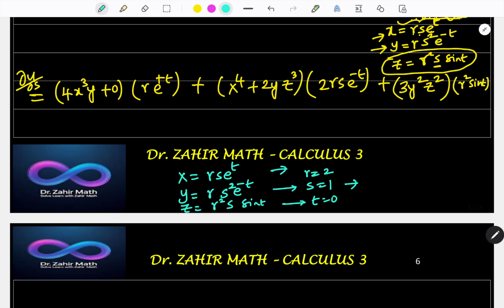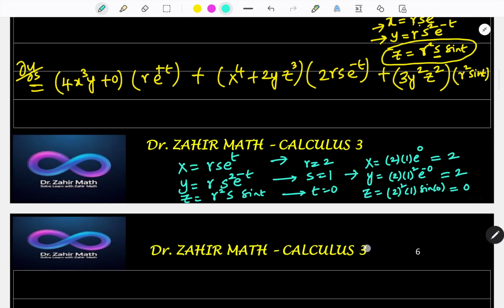If I put it like this, x = 2·1·e^0, y = 2·1²·e^(-0), and z = 2²·1·sin 0. What did I do? I put r = 2, s = 1, and t = 0. So I will get 2 here, and I will get 2 here. Sine 0 is 0, so I get 0.